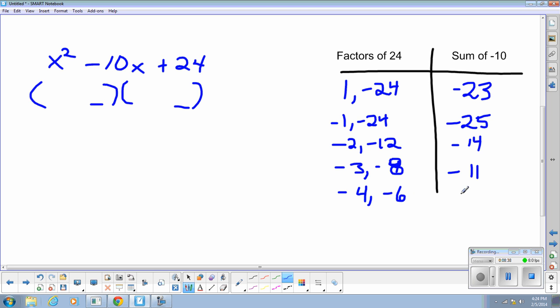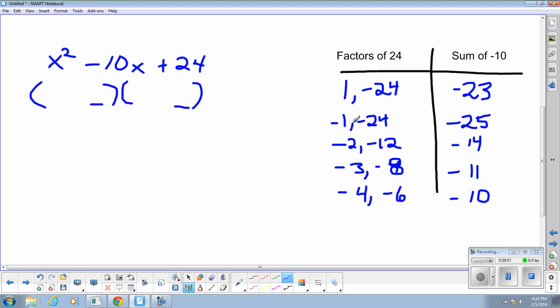Now, if you happen to think of that pair before you get all the way through the list, it's okay to jump right to that pair. I just wrote this whole list out here so you can see how it works. I do want you to notice that if you can't think of it right away, I started with 1 and then went to the next factor, 2, and then I went to 3, and then I went to 4, and so on.